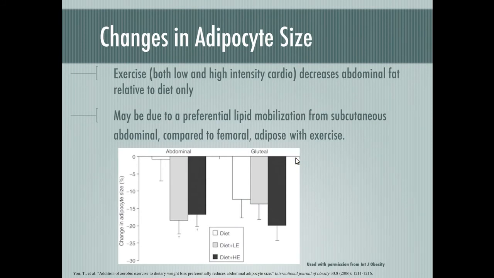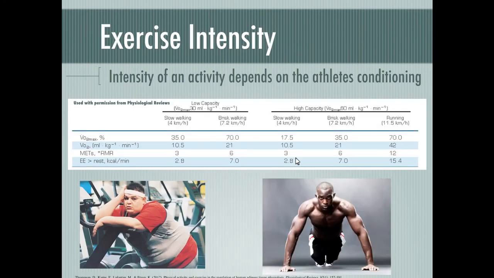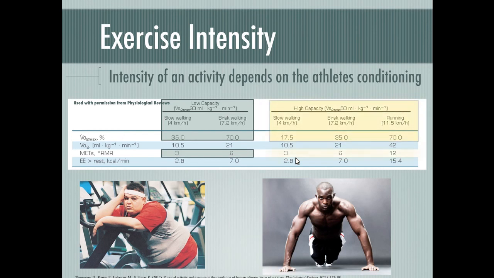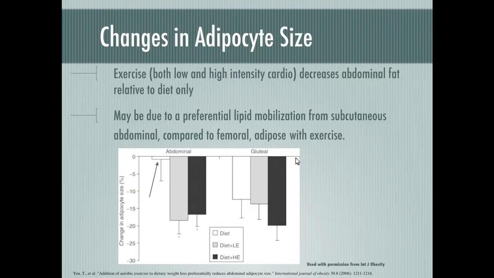One thing I want to emphasize is that changes in adipose tissue size are impacted by exercise. So what we know is that exercise, both low and high intensity, decreases abdominal fat relative to diet only. So here we're looking at diet only, changes in abdominal fat mass. That's diet plus low intensity exercise, and that's diet plus high intensity exercise. So basically, clearly, we have a preferential decline in adipose in the gut.